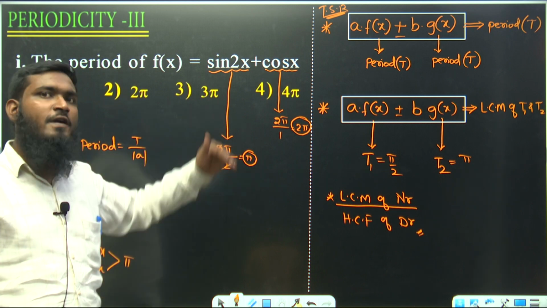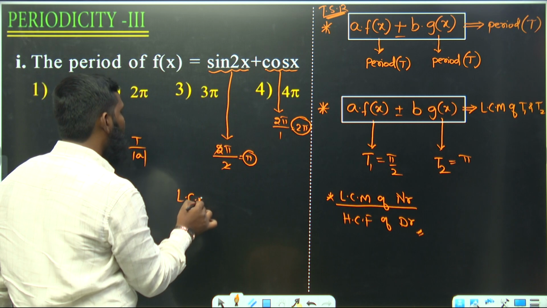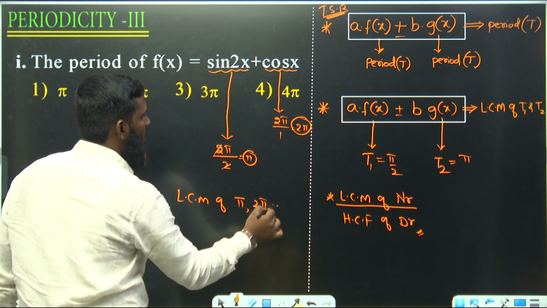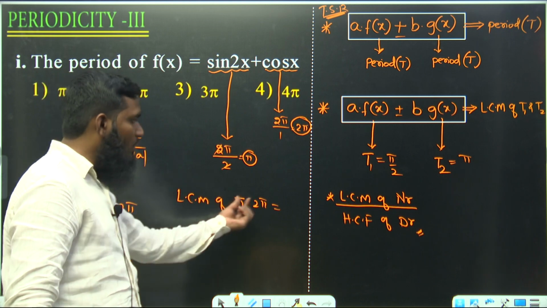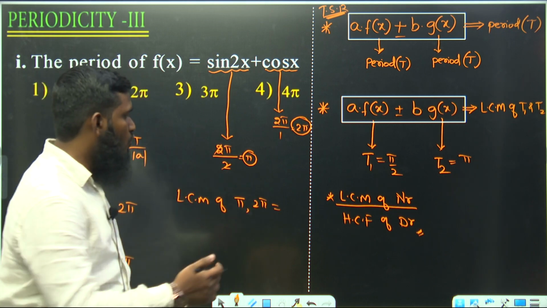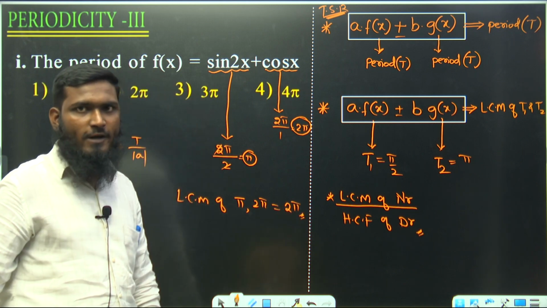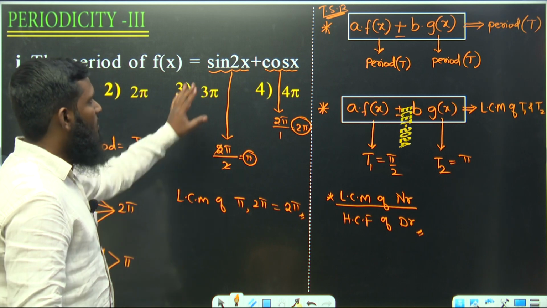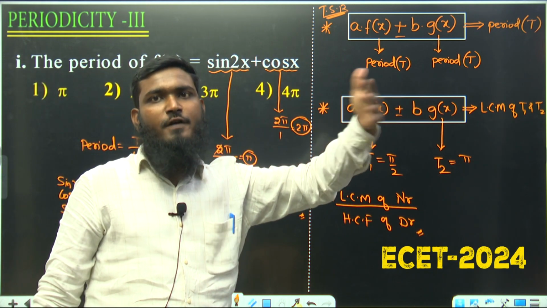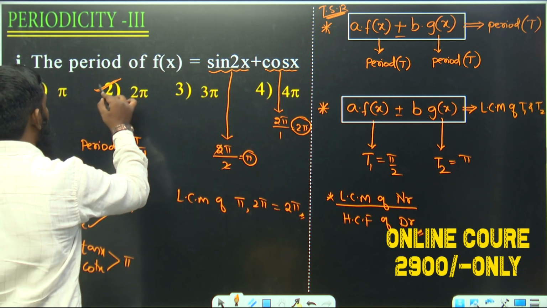If you are getting different periods over here, then what we have to do is take the LCM of pi and 2 pi. How do you calculate this? Select only the numbers: 1 and 2. What is the LCM of 1 and 2? 2. So we write this as 2, and pi we keep as pi, so the answer is 2 pi. Understood this concept? Like this, for however many functions we are having, we have to find the periods directly. So option number 2 is correct.